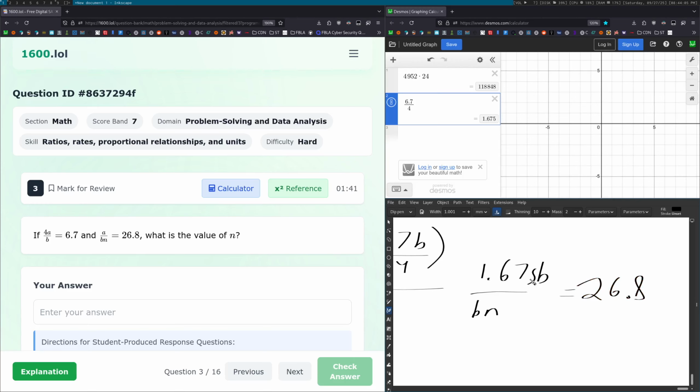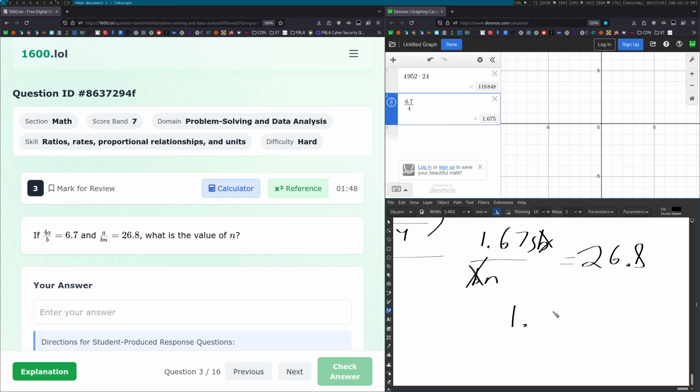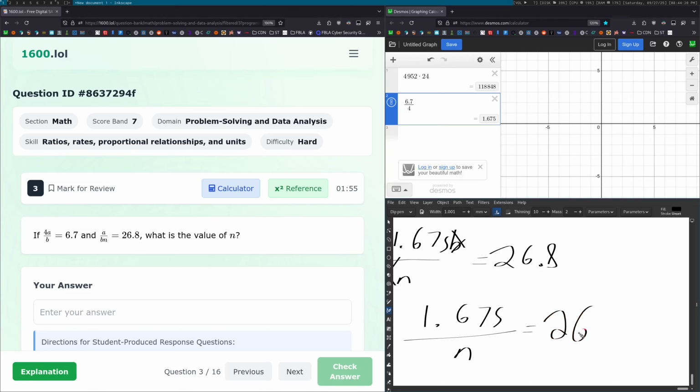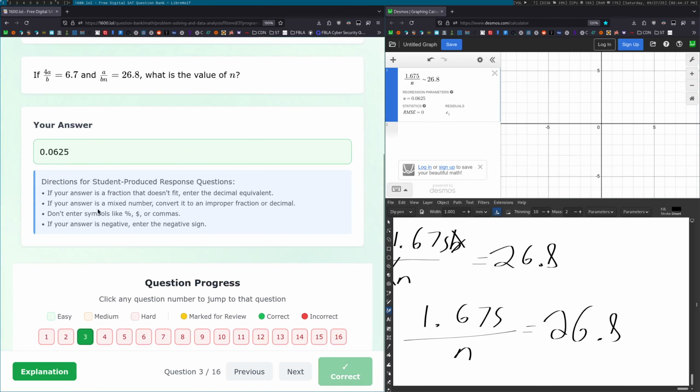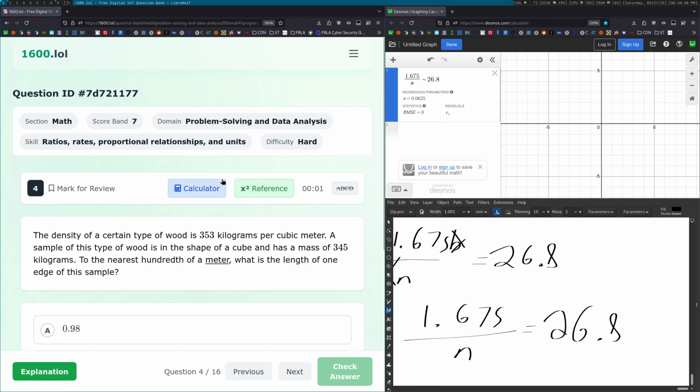And we're going to see why we substituted that in the first place now. Because now we can just cancel out the b's like this. And we're just left with 1.675 divided by n is equal to 26.8. Okay, so let's use the squiggly command for this, for n is equal to 26.8. Okay, that's correct. Let's keep going.